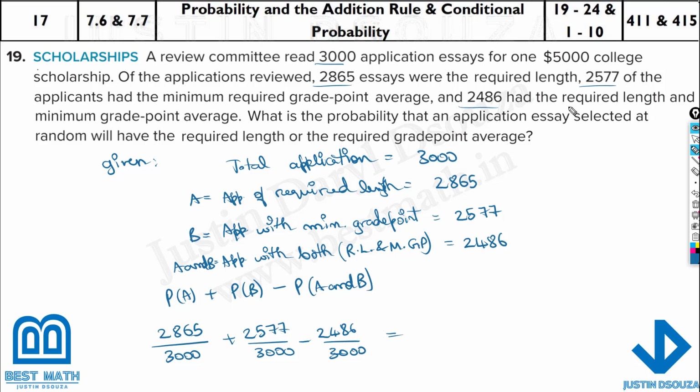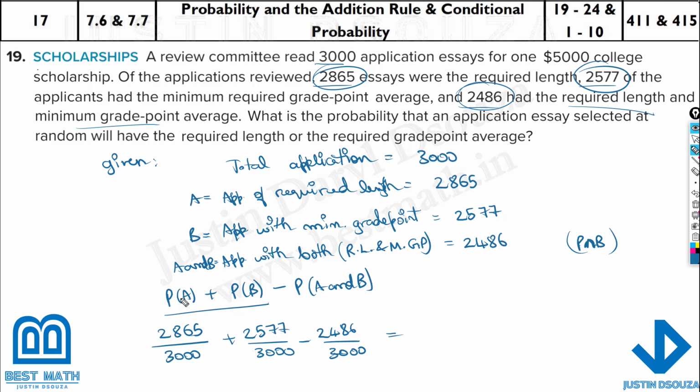Whereas, okay, over here, the next one: required length and minimum grade points is this much, right? So this is A and B, or intersection, P intersection B. The inverted U is called intersection. So that is very important. Figure out where it is. And the required length and the required grade points are given separately. You need to add them both and subtract what is common. That is how you get it.